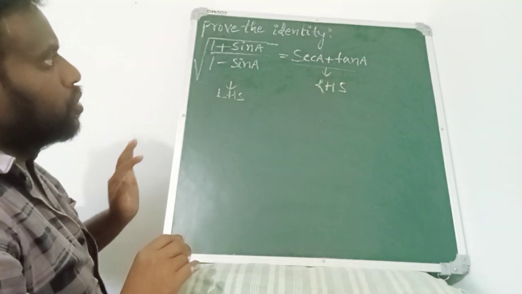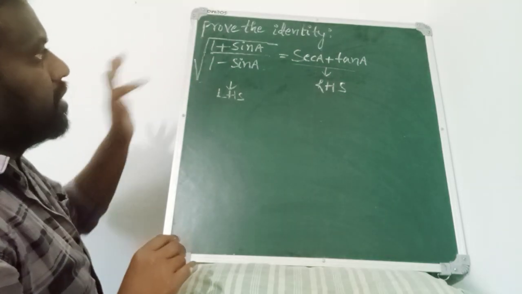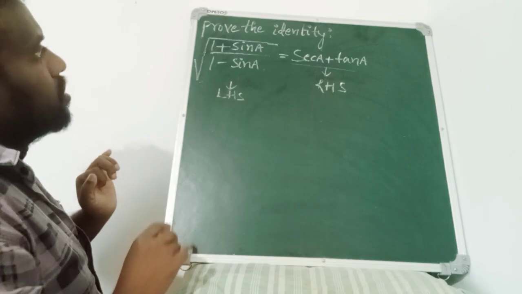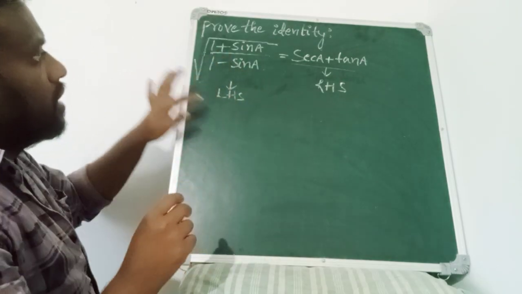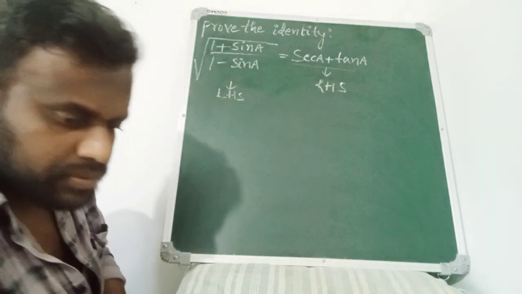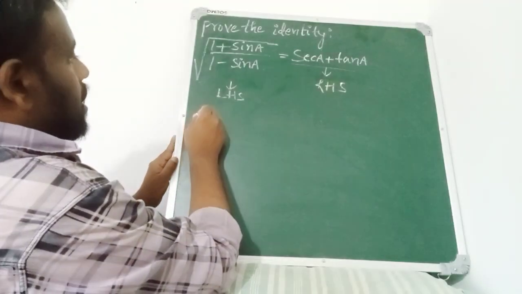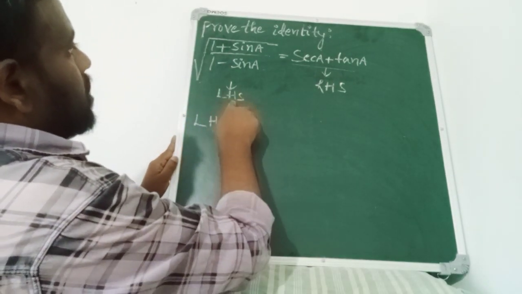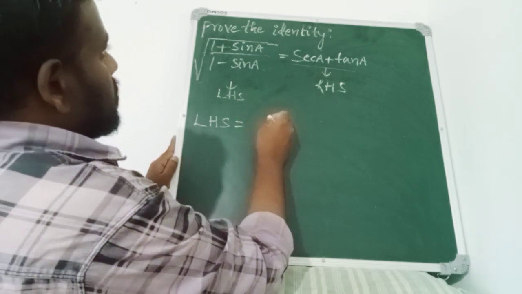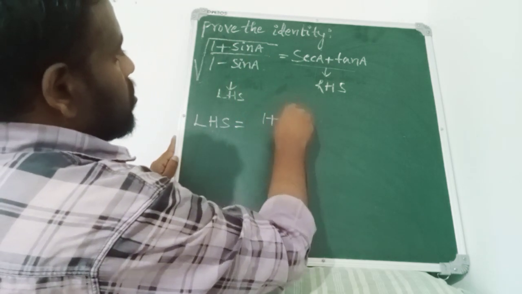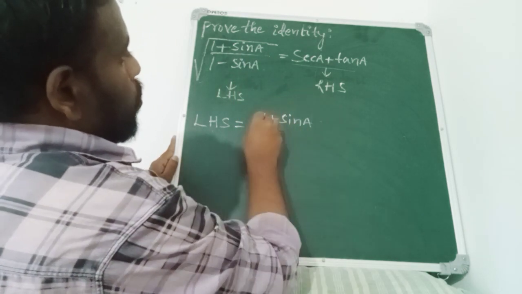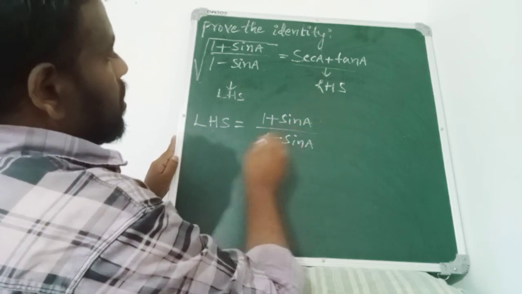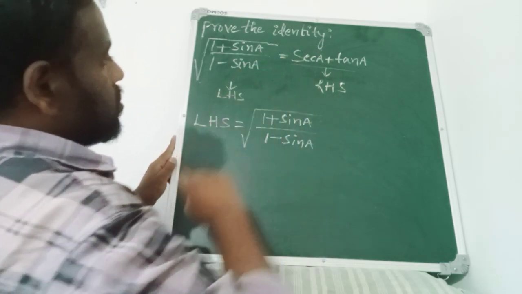Now, to prove this identity, first we will take this LHS. So I will take LHS. See, LHS is equal to, what is LHS? This one I will write here. So 1 plus sin A divided by 1 minus sin A, square root.